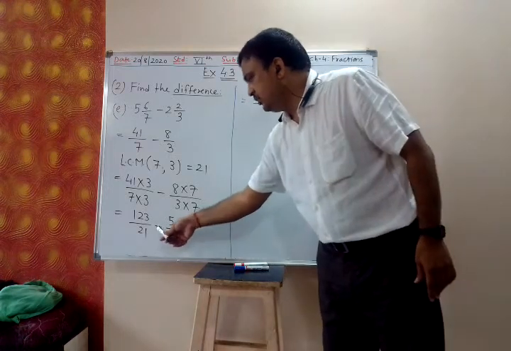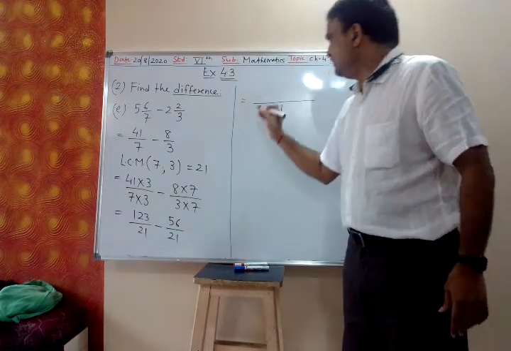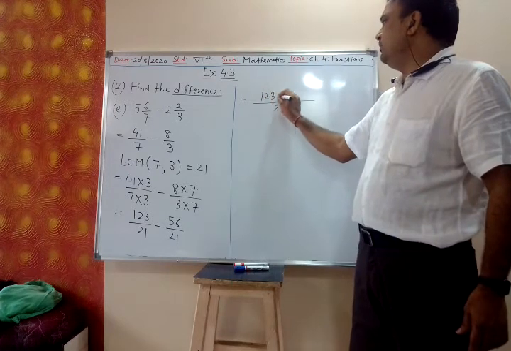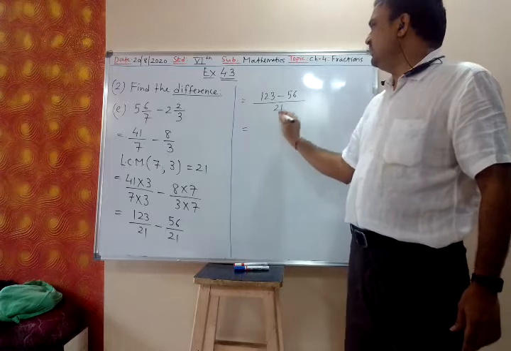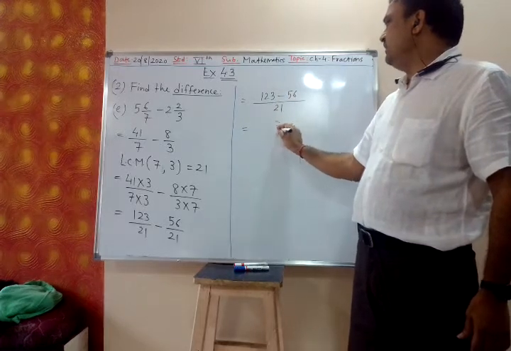And then I will subtract the numerators, 123 minus 56. So 123 minus 56, 13 minus 6, 7.